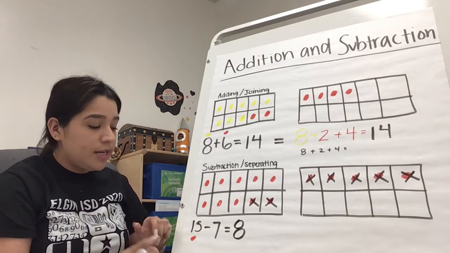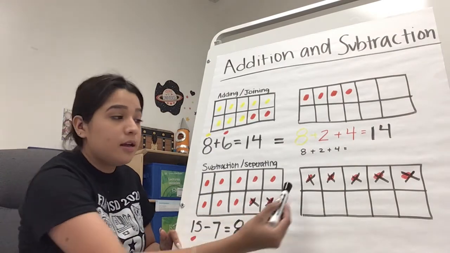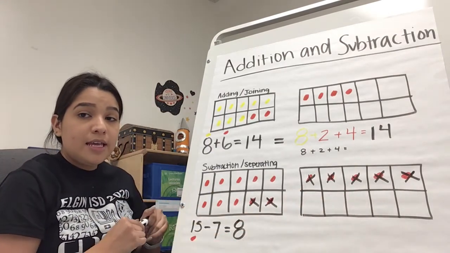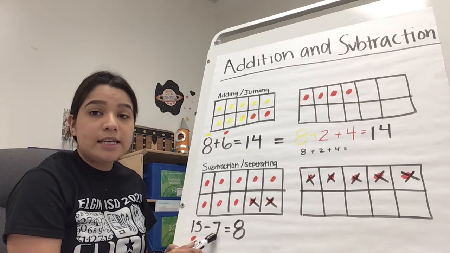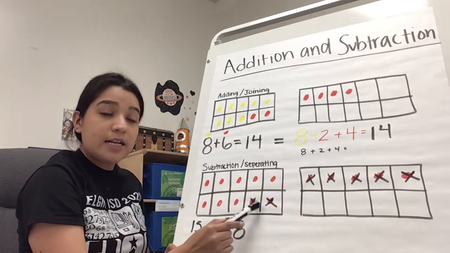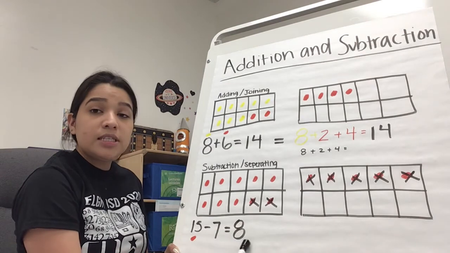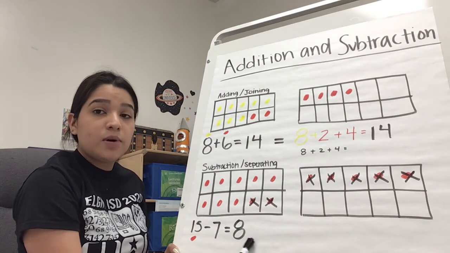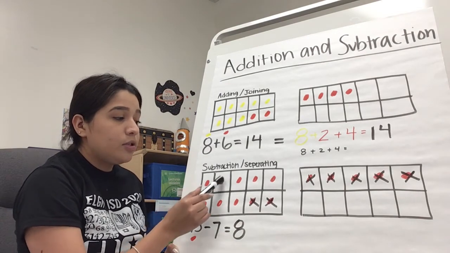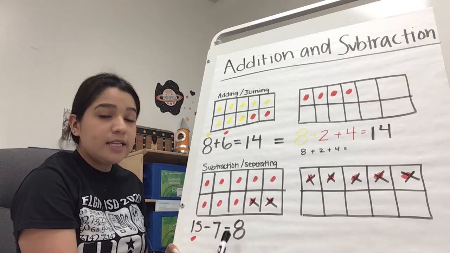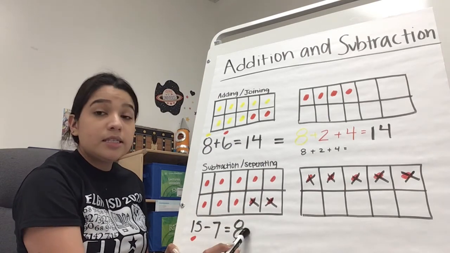So our equation again is we have 15 red circles and we separated 7 of them. So that's why we have X's on 7. Now we just need the difference. What is left? 1, 2, 3, 4, 5, 6, 7, 8. That's why we got 8.